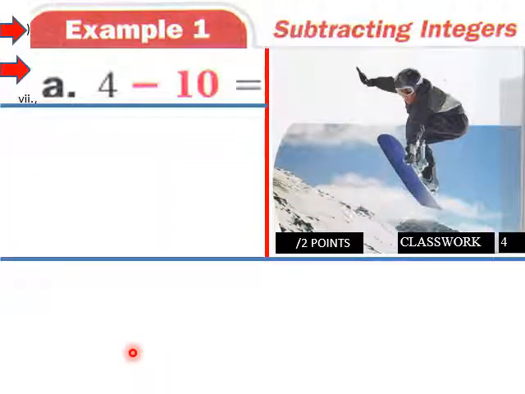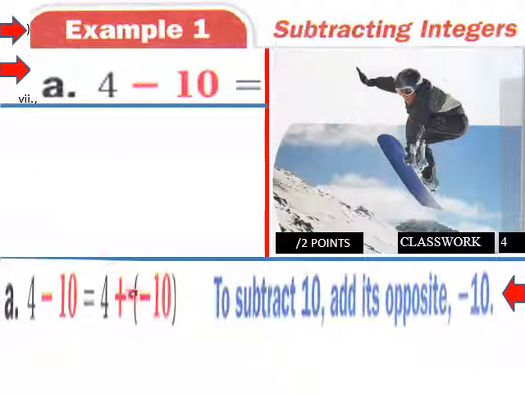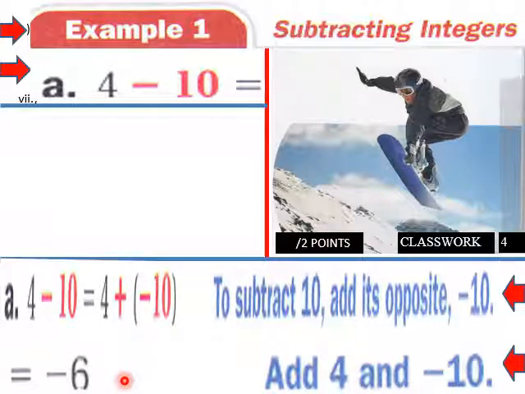So example 1, subtracting integers, 4 minus 10, what would that be? So 4 plus a negative 10. To subtract 10, add its opposite, which is the negative 10. To subtract 10, you just add its opposite. You're sticking in an addition sign and you're putting the negative 10 inside parentheses here, and you get negative 6 here. It takes on the negative, 10's larger than 4, and you combine the two, and you have negative 6.